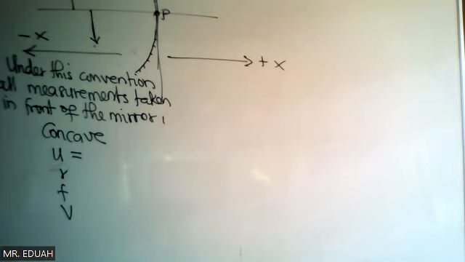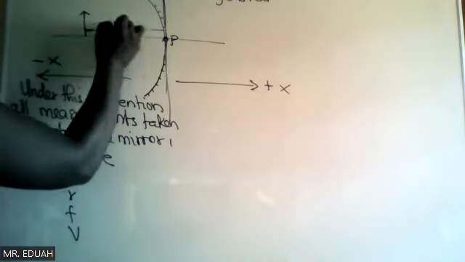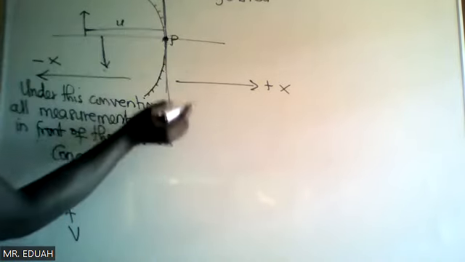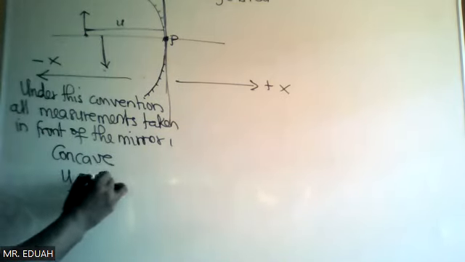Is that a question or an answer? It's partially a question and an answer. I want you to pick one. U is negative. Why? Because it is in front of the mirror. So all measurements are taken from the pole. If you want to measure the object distance U, you start the measurement from P to where the object is located. And so that's negative.